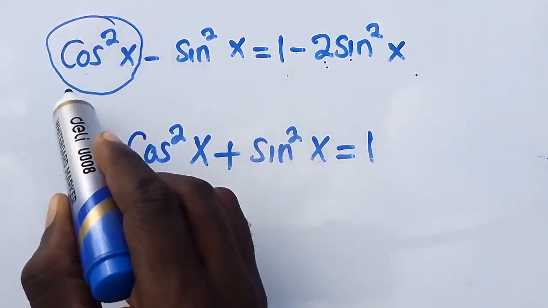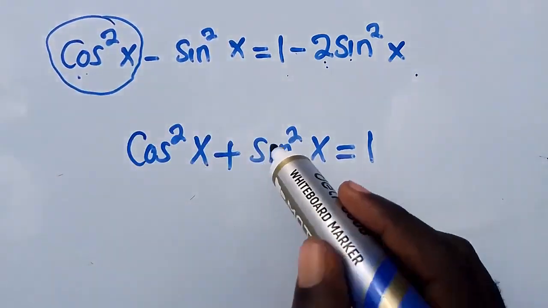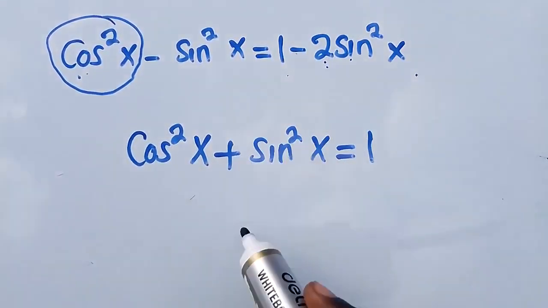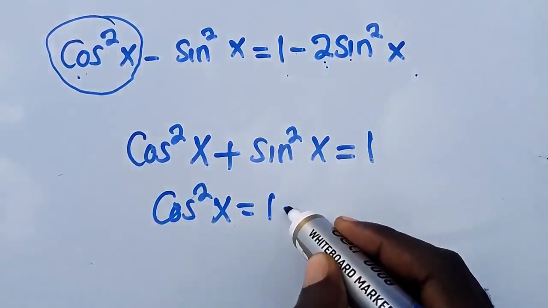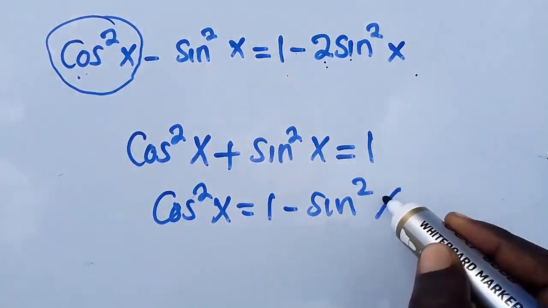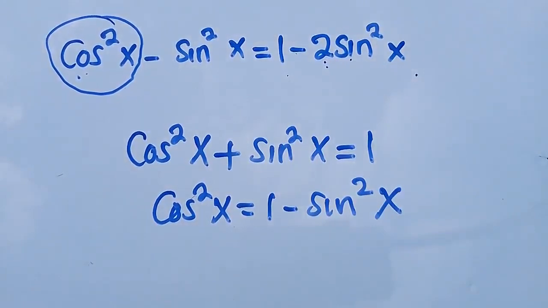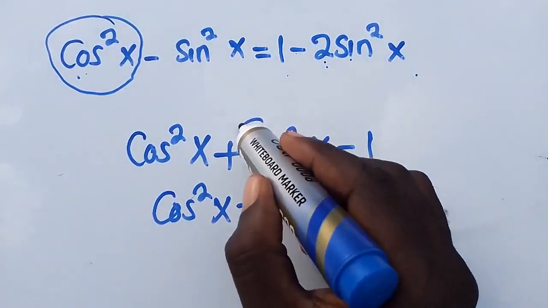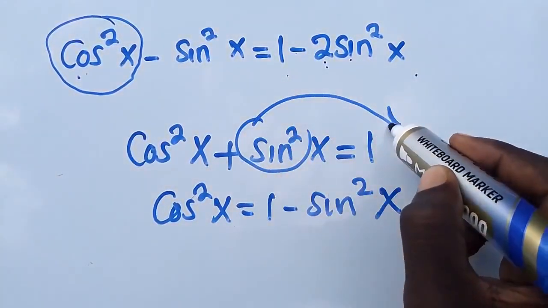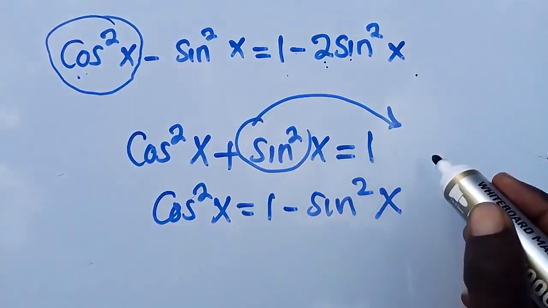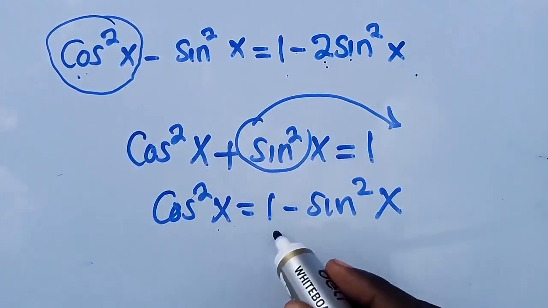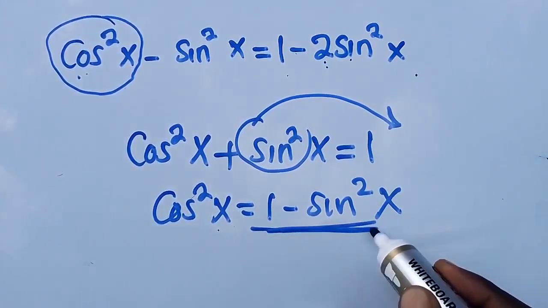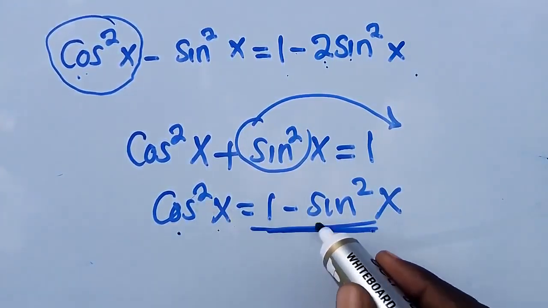Have you seen cos squared x? When this one goes to the other side, cos squared x is equal to 1 minus sine squared x. I've just moved this one to the other side of the equation. This is positive; when it comes here, it is minus. So cos squared x is just the same as this, and where there is cos squared x, I'm going to put this.